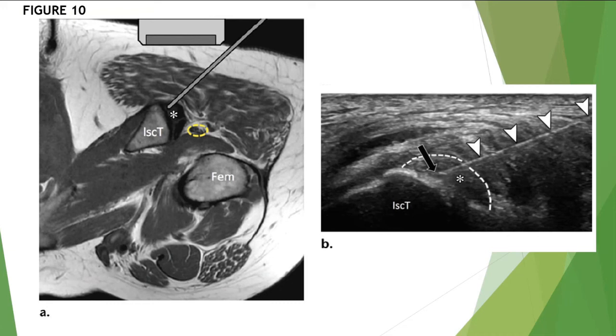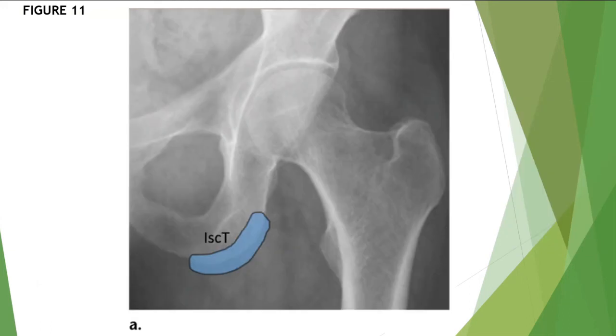Now, in the following image, we have the ischiogluteal bursa injection as a target for procedure. We have an anterior posterior radiograph of the left hip that is showing the anatomical location of the ischiogluteal bursa, which is shaded in blue, and it's overlying the ischial tuberosity itself. So it's a good diagram.